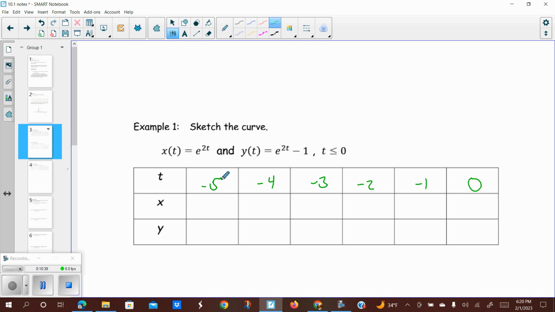Really, if I'm thinking about this, I probably should be using some kind of logarithmic values to give me nicer points to plot. But either way, it's not going to make anything extremely easy to figure out. All right, so when we plug in -5, we are going to get for x e to the -10th power, or 1 over e to the 10th. For y, we are going to get e to the -10th power minus 1. For x, we are going to get e to the -8th power.